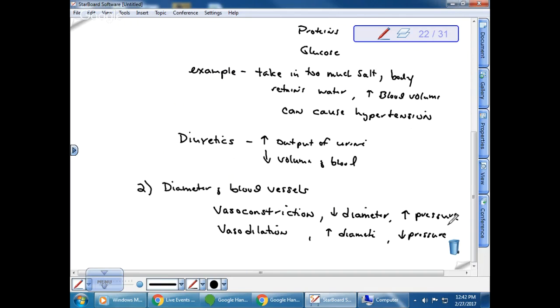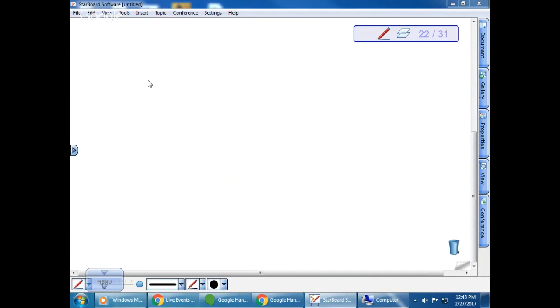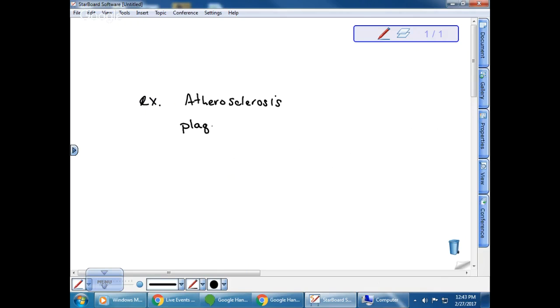Okay, a decrease in pressure. So one problem that we have oftentimes with our circulatory vessels, this is an example of how diameter affects pressure, is what is called atherosclerosis. So atherosclerosis is where we get plaque buildup in the walls of blood vessels, specifically arteries. So plaque buildup.